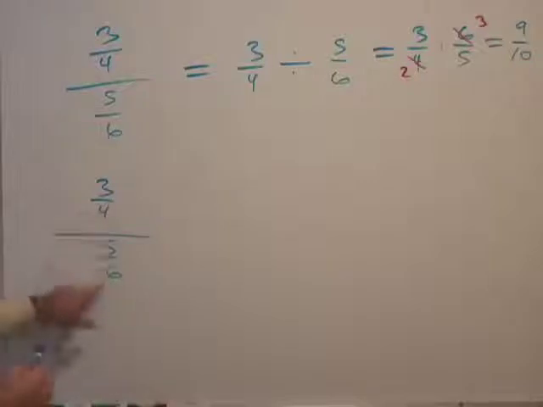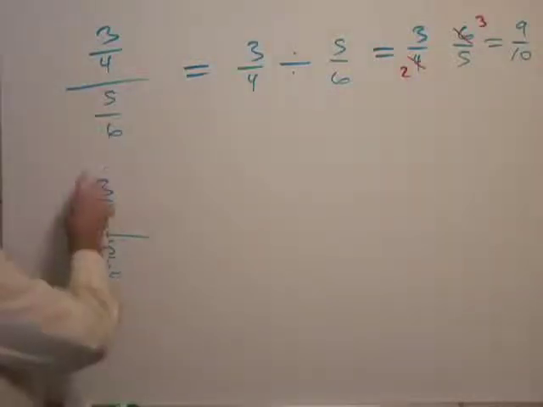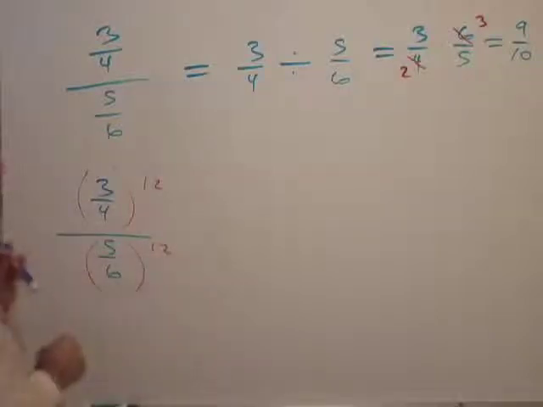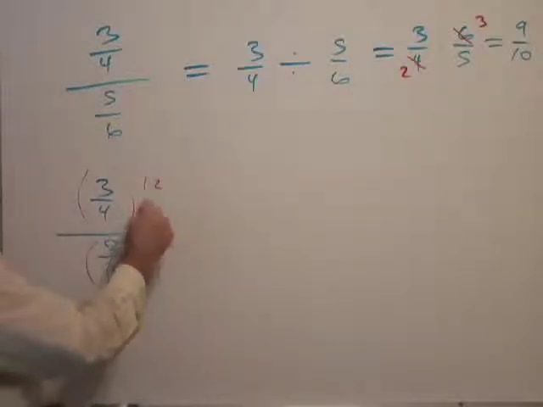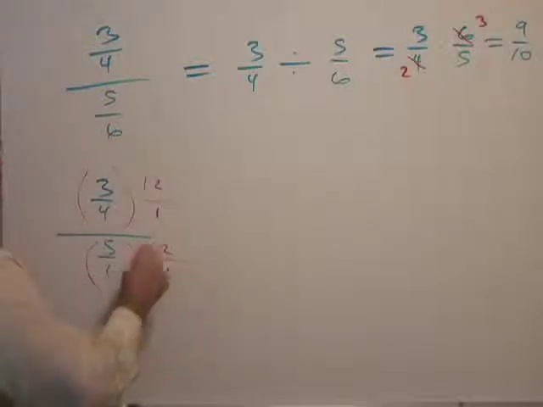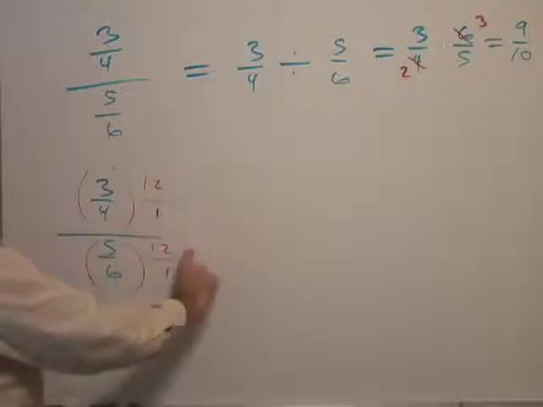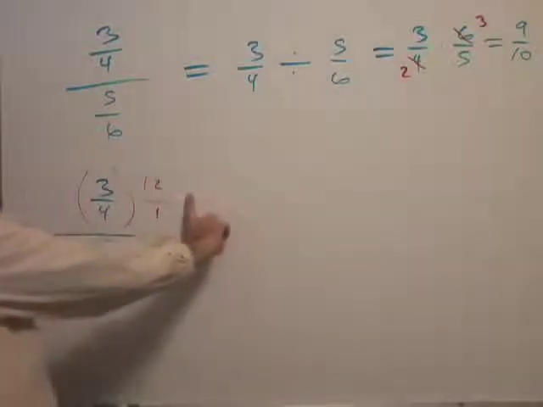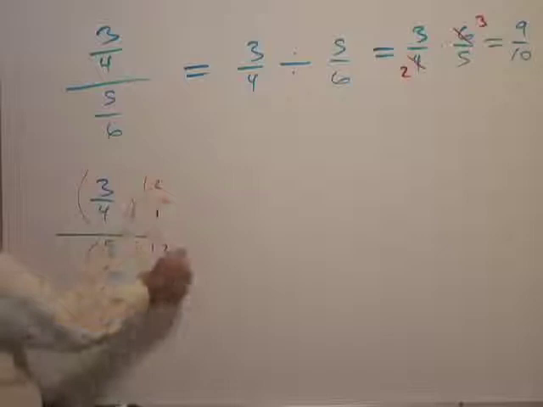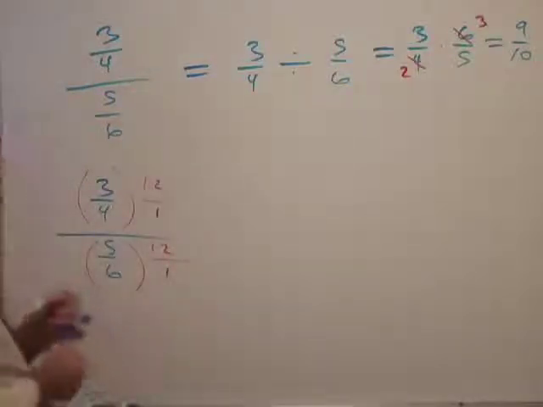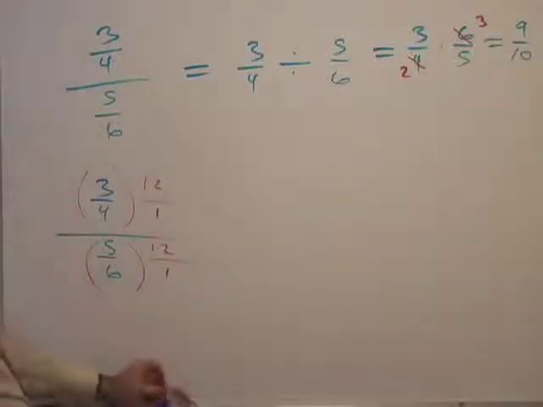My smaller denominators are 4 and 6. And the common denominator of 4 and 6 would be, what, 12. So I'm going to multiply by 12 over 12. And if you're more comfortable with this, it's 12 over 1 over 12 over 1. As long as I have the same numbers, top and bottom, again, I'm multiplying by 1. 12 over 12 is 1. When you multiply by 1, nothing changes in value, does it? So that would be okay.